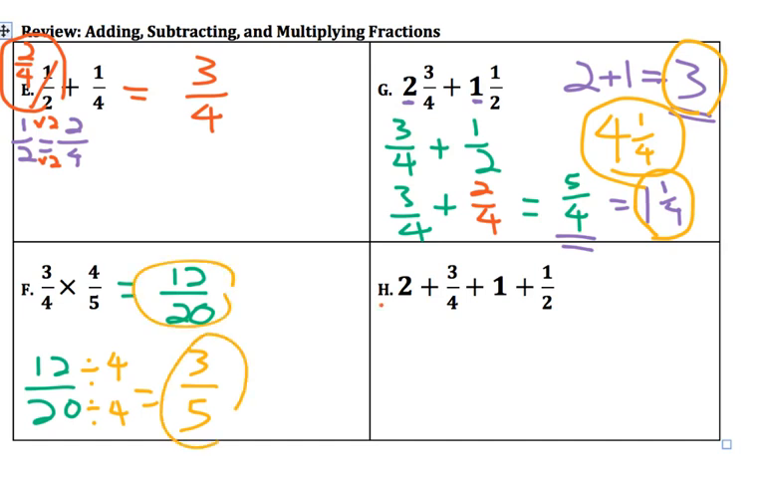All right, and finally, H should look exactly like G because it is, right? 2 plus 1/4, that's the same as 2 and 1/4. We just don't write the little addition sign between the 2 and the 3/4. So I would solve this one exactly like I did up over there. The 2 and the 1 together make a 3.